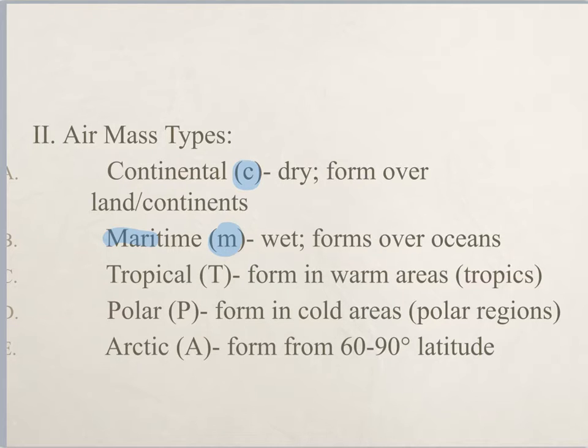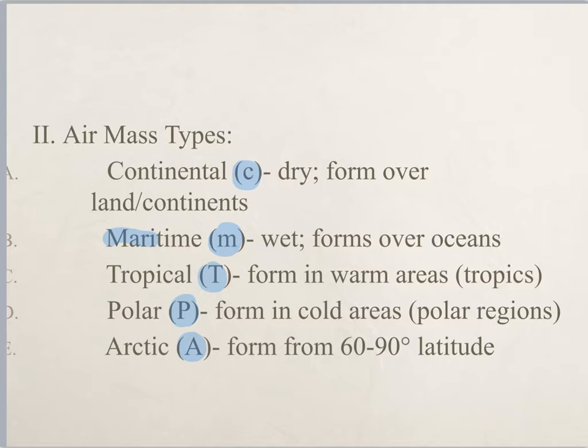very wet. Tropical, indicated by a capital T, not a lowercase, forms over warm areas such as the tropics near the equator. Polar air masses are indicated with a capital P. They form over cold areas in the polar regions. And Arctic is not as common, but it can form near the North and South Pole and is indicated by a capital A.